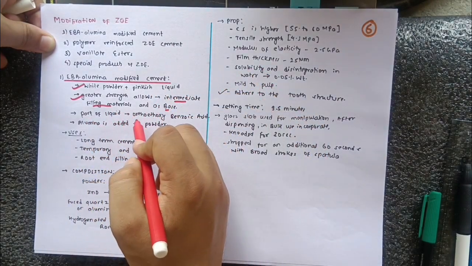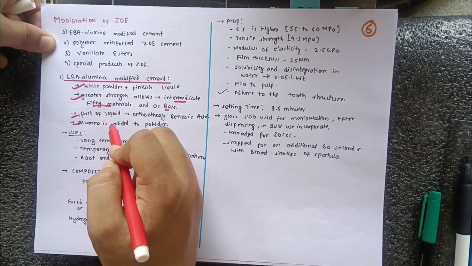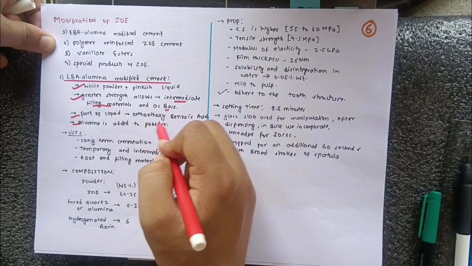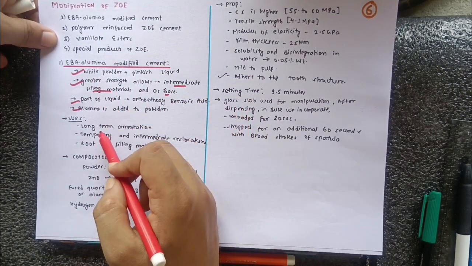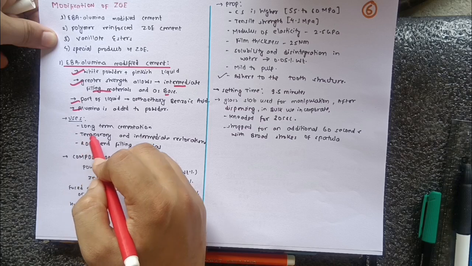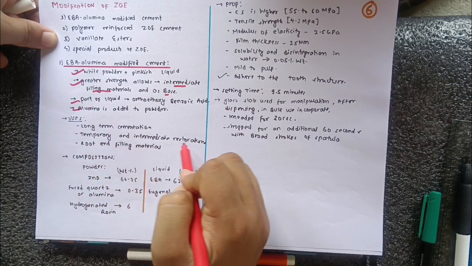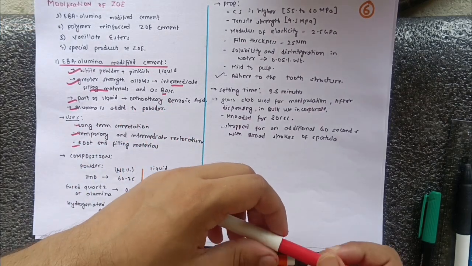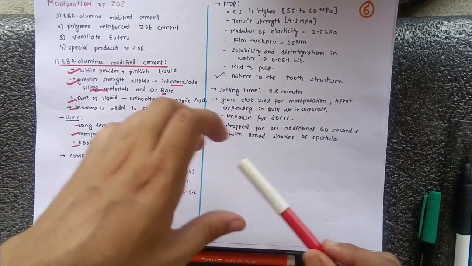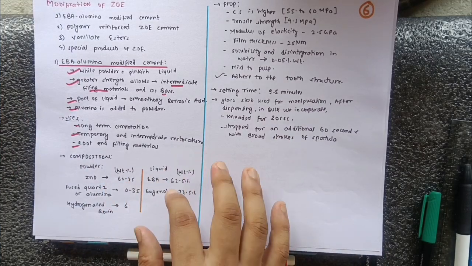Part of the liquid is the orthoethoxybenzoic acid, and alumina is added to the powder. So alumina is added in the powder and EBA is added into the liquid. Now in the uses, as I have mentioned here, long-term cementation can be done by this cement, along with temporary and intermediate restoration, and root end filling. In root end filling material we can use the EBA alumina modified cement. And in the composition, there is a powder and a liquid.